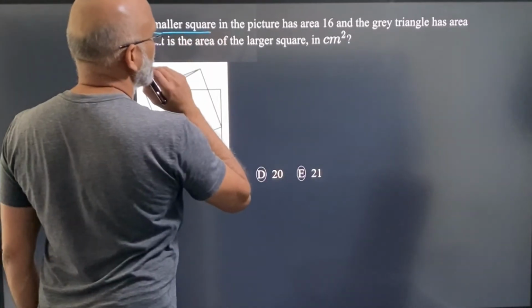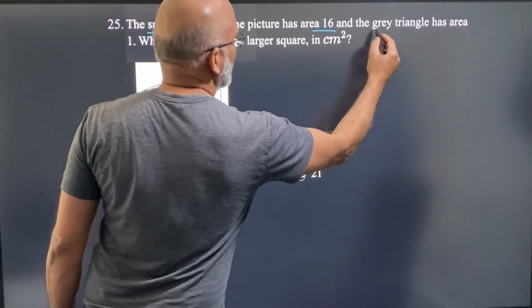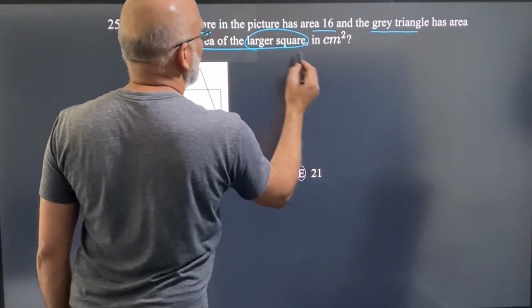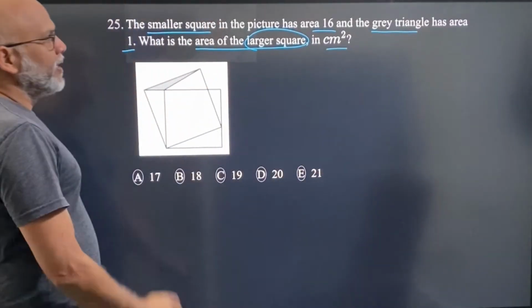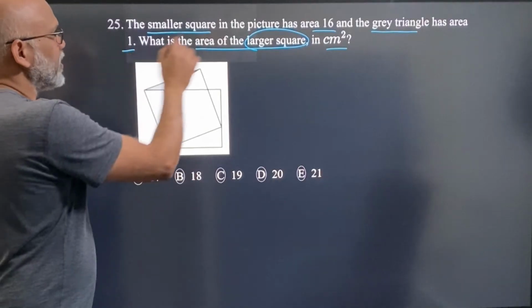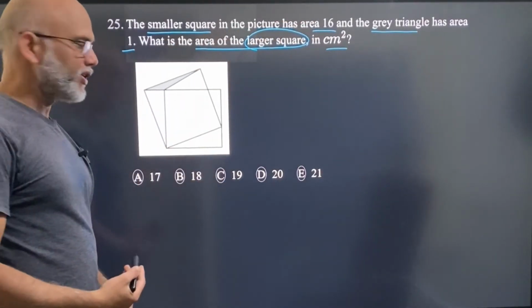The smaller square in the picture has area 16 and the gray triangle has area 1. What is the area of the larger square in centimeter square? Actually, unit is not given to us anywhere else, so I'm just assuming the lengths are also in centimeter.